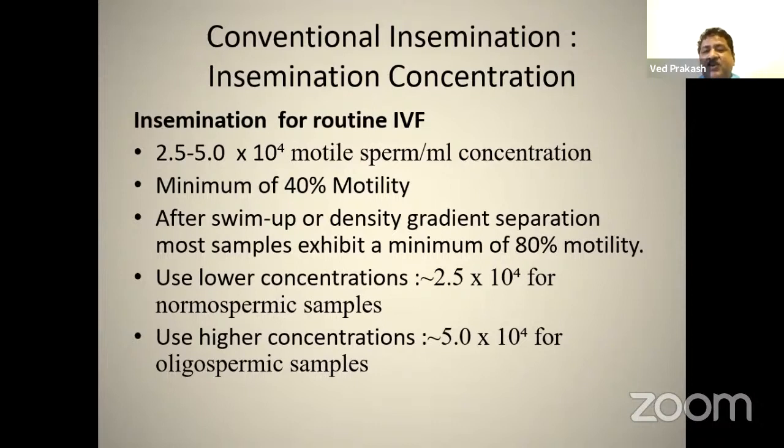So these can be used. We mostly use a lower concentration, 2.5 million, for normospermic samples, but when the sperm count is very low, then we use a higher concentration, 5 million, for oligospermic samples.